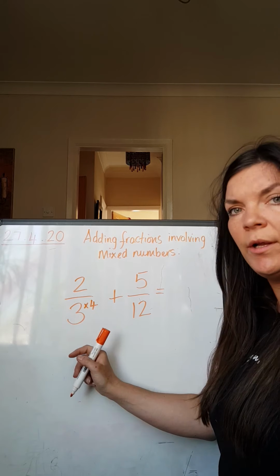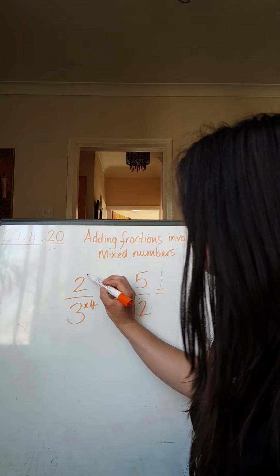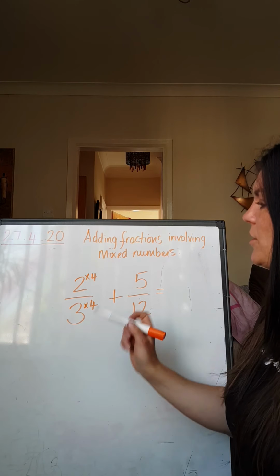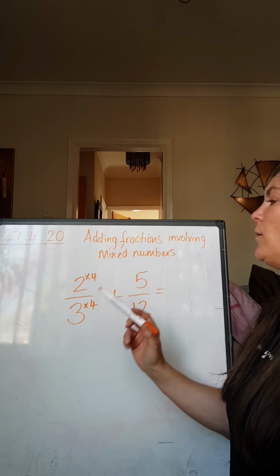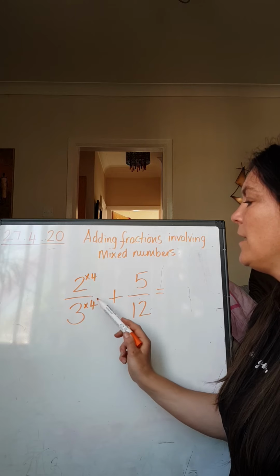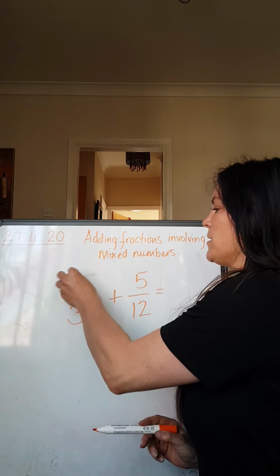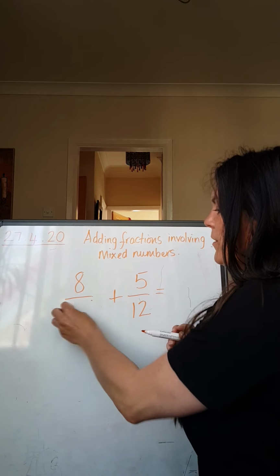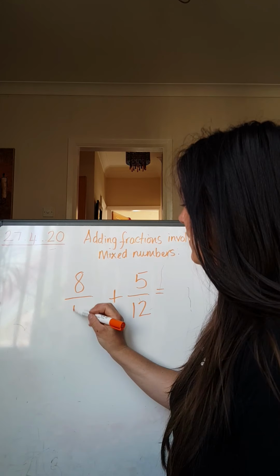Whatever I do to the bottom, I must do to the top. So I've got to times that by 4 as well. Now I probably don't need to rub it off anymore and work it out because I know that's now 8/12, but I'm going to do it. Do you have to do it, or can you just see what the new calculation is, what you're adding?